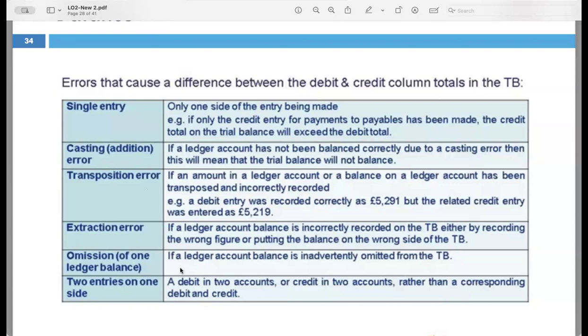Omission in the ledger balance. If a balance from a ledger account is accidentally left out of the trial balance, it will cause an imbalance between the debit and credit totals. Two entries on one side. This occurs when there are two debit entries or two credit entries recorded without a corresponding credit or debit to balance the transaction.